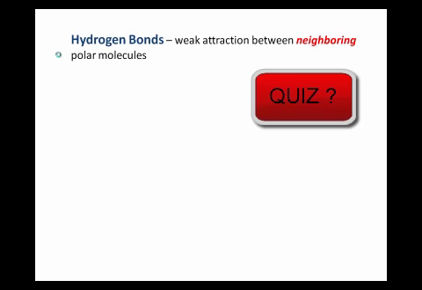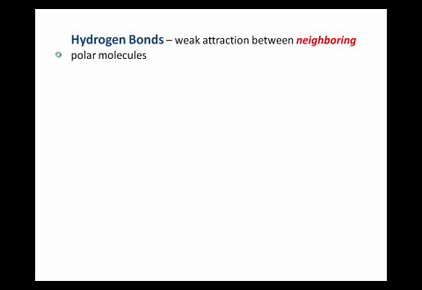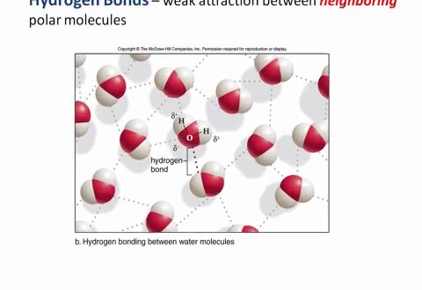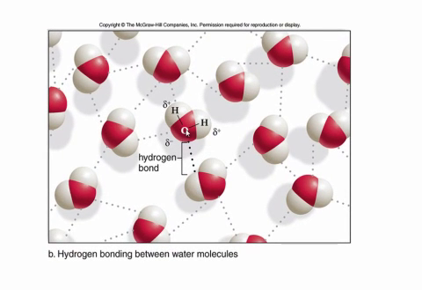And a hydrogen bond is a weak attraction between neighboring polar molecules. So we need to remember that polar covalent bond concept and the fact that we create polar molecules that have some charge separation. Now, really, hydrogen bonds can occur within a single molecule if that is a very, very large molecule, but generally it occurs between neighboring molecules. We have an example here of hydrogen bonding. These represent water molecules, H2O.